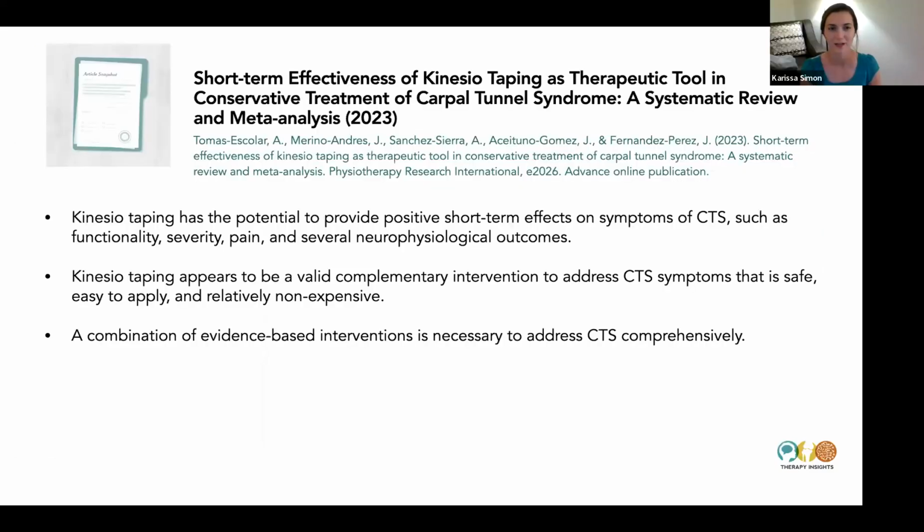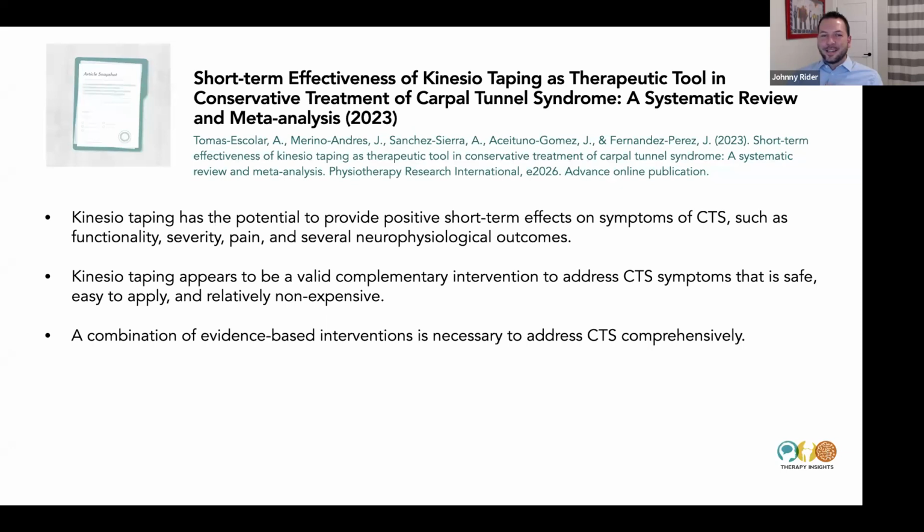Then we're going to go on to our next thing, which is an article snapshot called Short-Term Effectiveness of Kinesio Taping as Therapeutic Tool in Conservative Treatment of Carpal Tunnel Syndrome, a Systematic Review and Meta-Analysis. So this ties right back to what we were just discussing. And go ahead and take it away, Johnny. Tell us a little more about it.